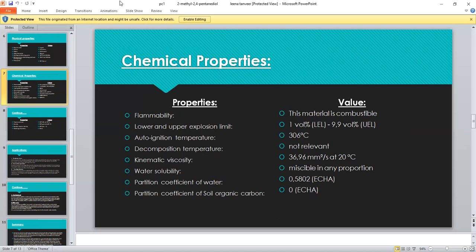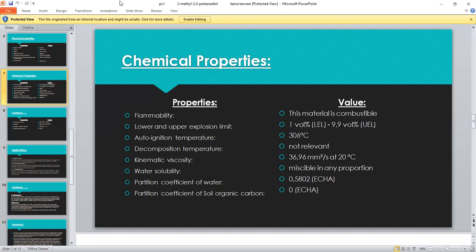The next is the explosive limit. Explosive limit specifies the concentration range of a material in air which will burn or explode in the presence of an ignition source. There are two types of explosive limits, lower and upper explosive limit. It ranges from 1 volume percent to 9.9 volume percent. The next is the auto ignition temperature. It is the lowest temperature at which a fuel will spontaneously ignite at normal temperature without any external source of ignition. The sources are spark or flame. Auto ignition temperature is 306 degrees Celsius. Next is the decomposition temperature, the temperature at which a substance chemically decomposes.